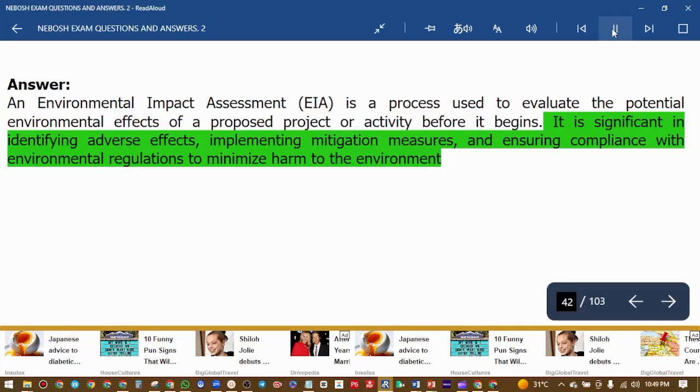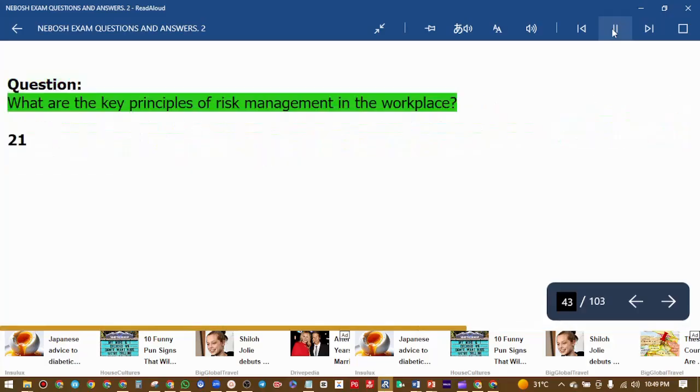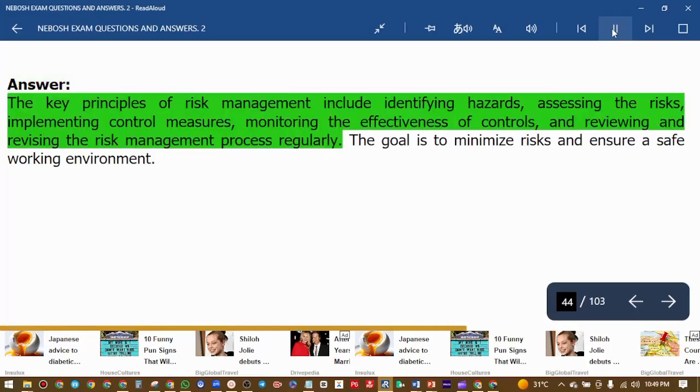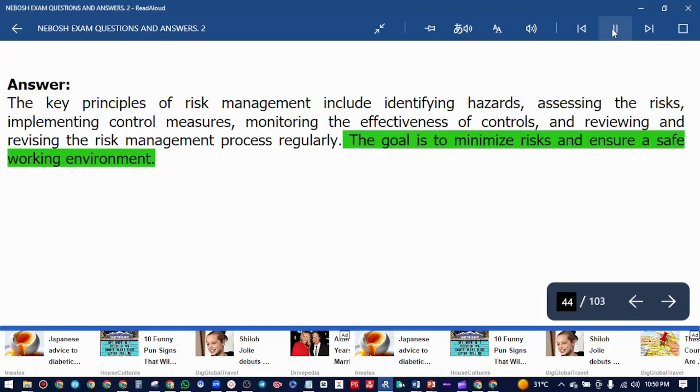Question 21. What are the key principles of risk management in the workplace? Answer. The key principles of risk management include identifying hazards, assessing the risks, implementing control measures, monitoring the effectiveness of controls, and reviewing and revising the risk management process regularly. The goal is to minimize risks and ensure a safe working environment.